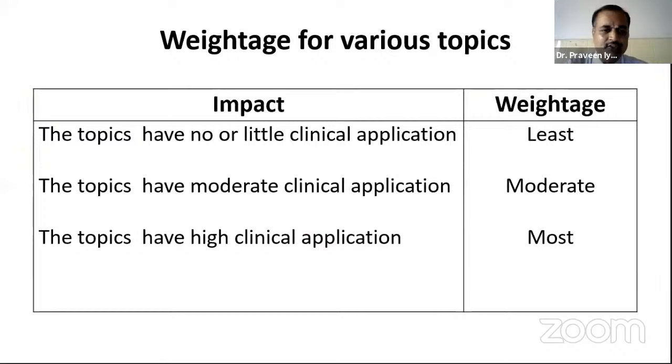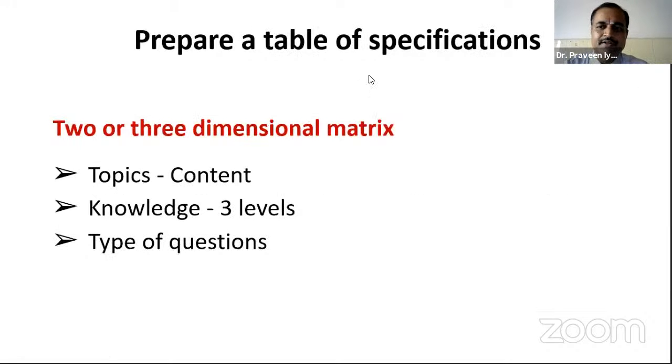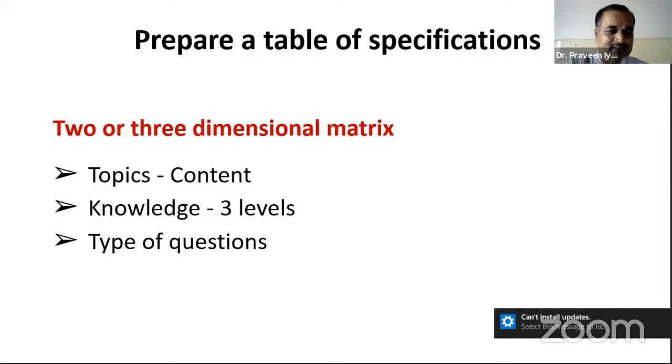So we are looking at these 3 steps now for the written examination. So as I said, topics which have no or little clinical application will be getting the least weightage. Moderate clinical application will get moderate weightage, and high clinical application will get the most weightage. So what we do then is construct a 2 or 3 dimensional matrix. It will be composed of topics, which is in the form of content, then the levels of knowledge, the 3 levels that I just spoke of, and then the type of questions that we are going to ask in the theory paper.